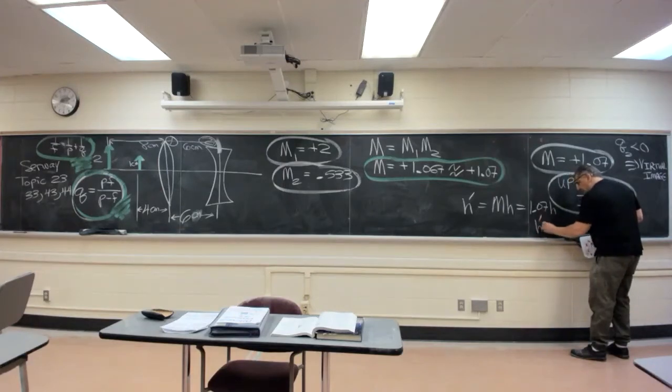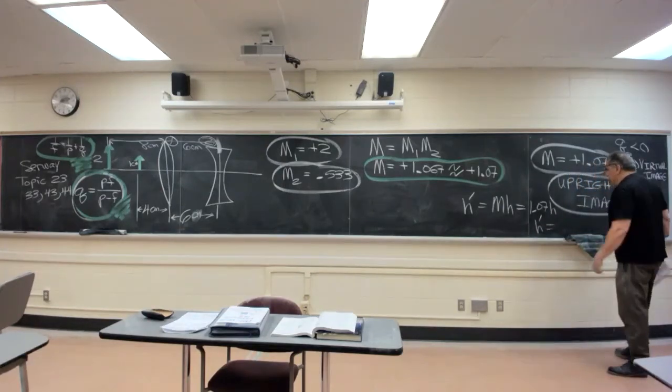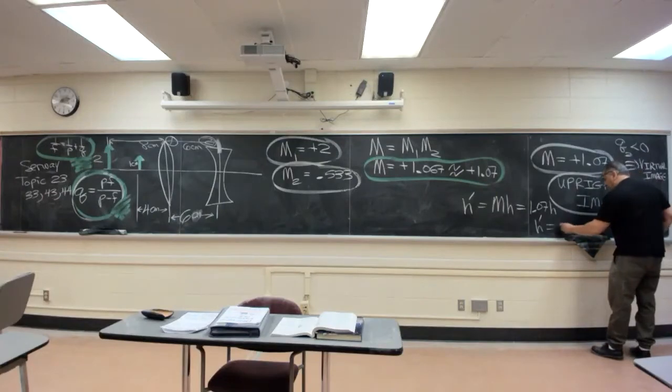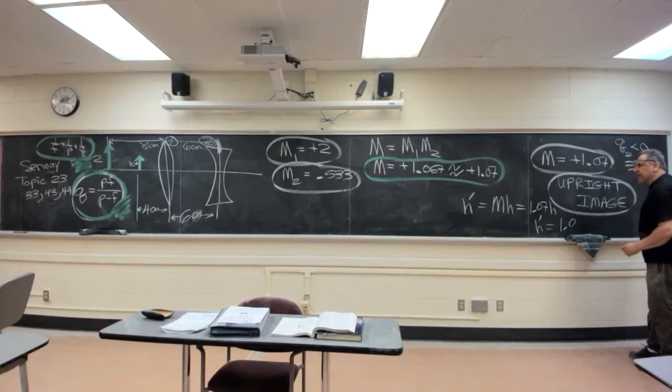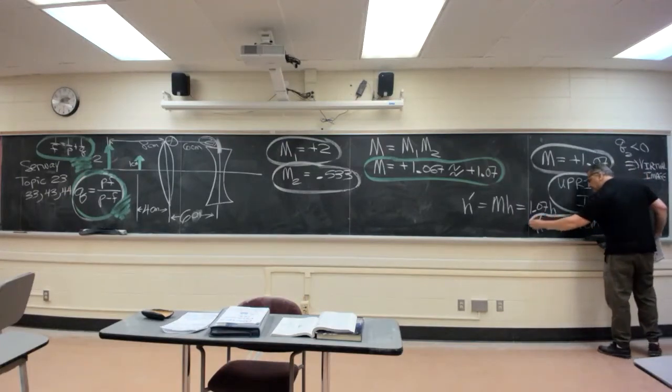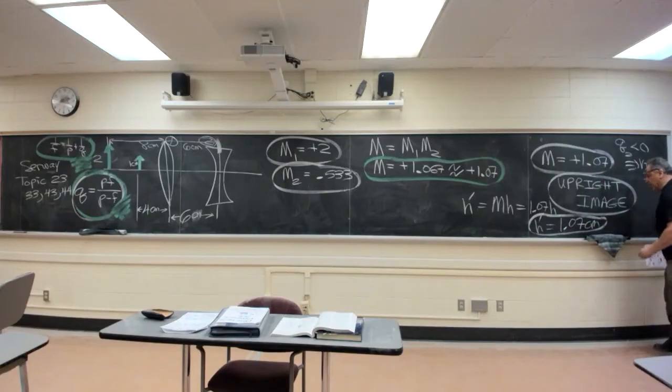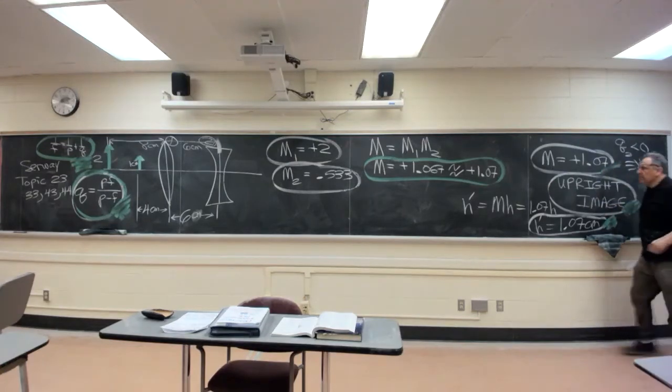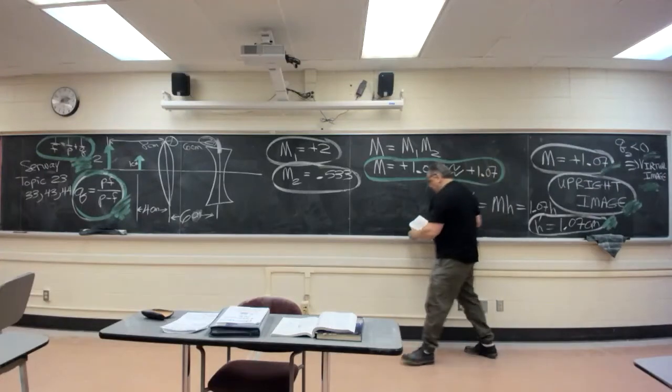How high is the image? How big is the image? It's 1.07 the height of what it originally was. You had a 1 to begin with, didn't you? So you got this: 1.07 centimeters in height. The height initially was 1 centimeter. So you have what you have, guys.